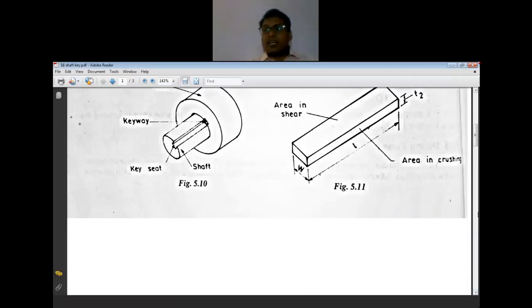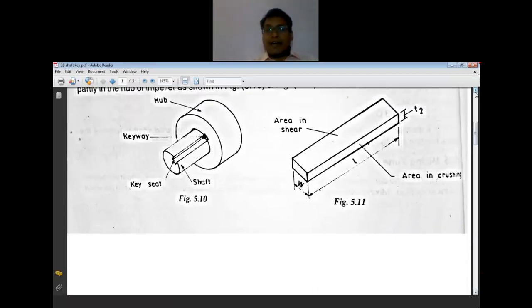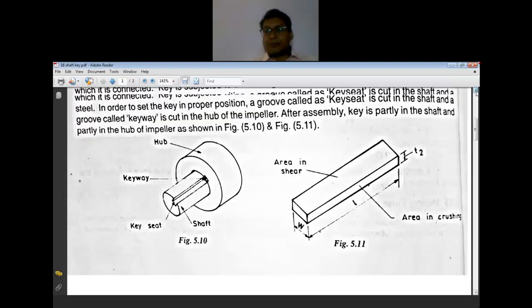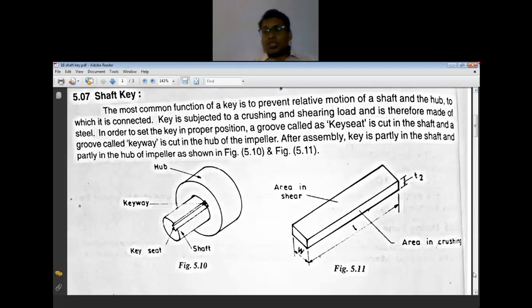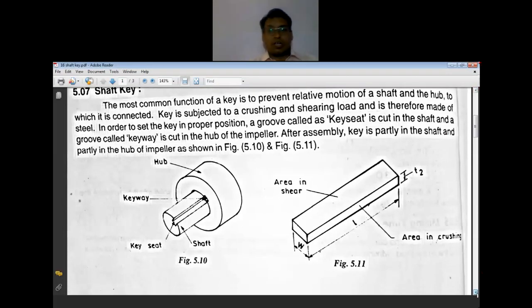The key has two areas of concern. One is the complete area, the width times the length, which is the area in shear. The other is the thickness divided by 2, into the length L, which is the area in crushing. So these two areas are of importance.